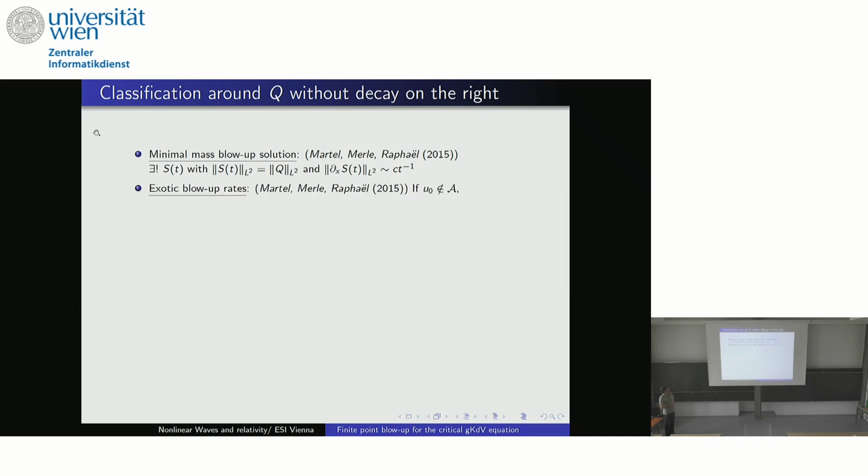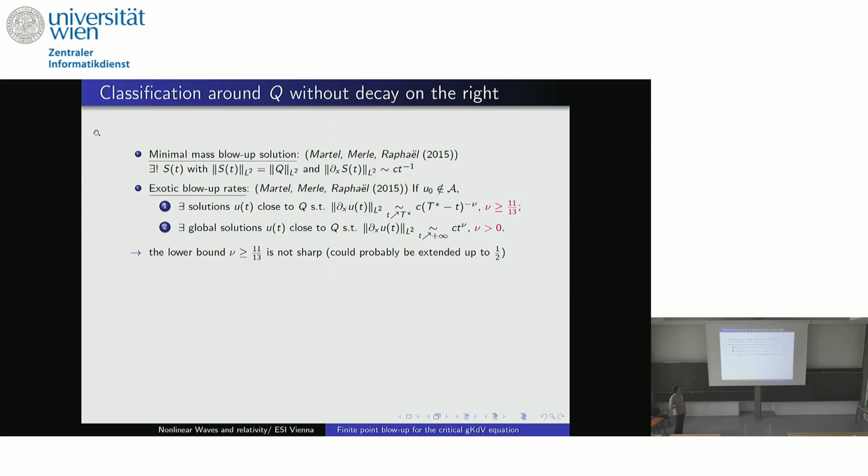So somehow, if you take initial data outside of this class, without this strong decay on the right, then they were able to construct, close to Q, solutions which blow up like 1 over (T star minus T) to the power nu, for a continuum class of nu. So nu, in this case, larger than 11 over 13. This is probably not sharp, as we will see, but they also could construct solutions blowing up at infinity at any rate, any polynomial rate. I think even exponential rate.